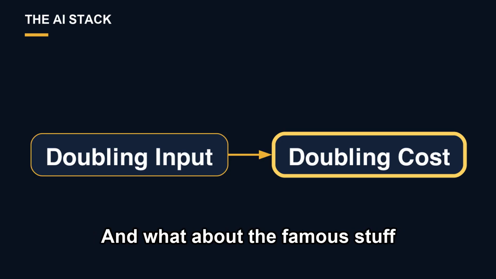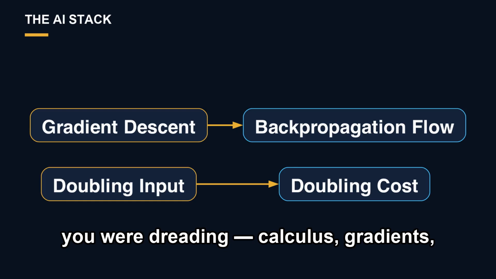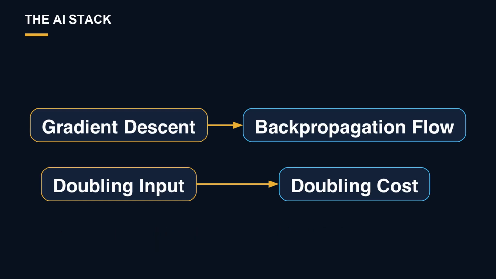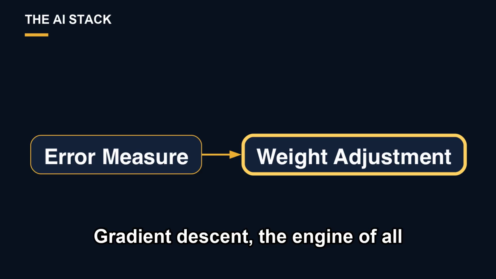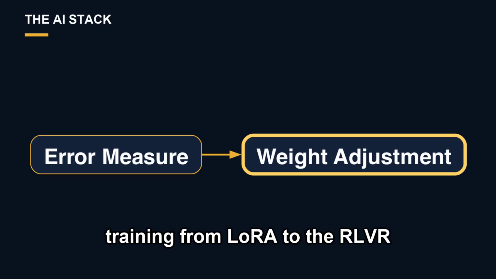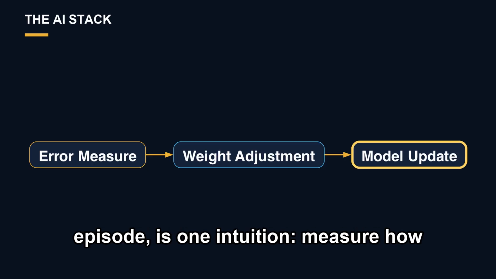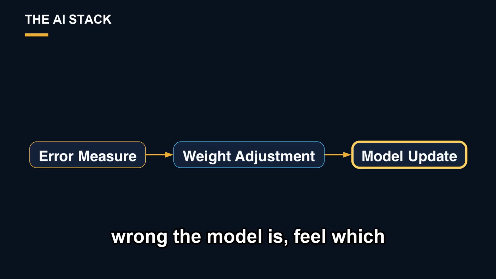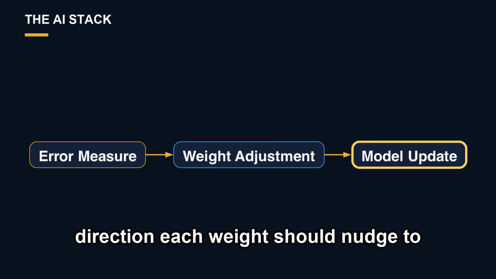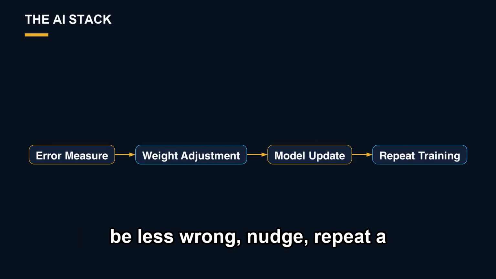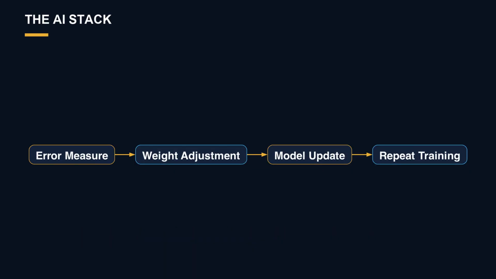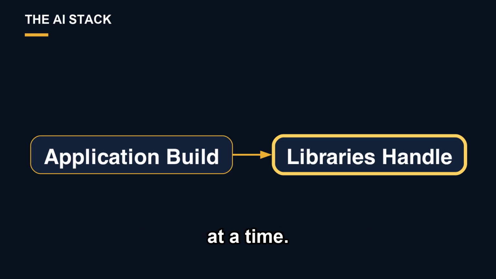And what about the famous stuff you were dreading? Calculus, gradients, backpropagation? Here is the honest boundary. Gradient descent, the engine of all training from LoRA to the RLVR episode, is one intuition. Measure how wrong the model is. Feel which direction each weight should nudge to be less wrong. Nudge. Repeat a few billion times. Rolling downhill in fog, one step at a time.